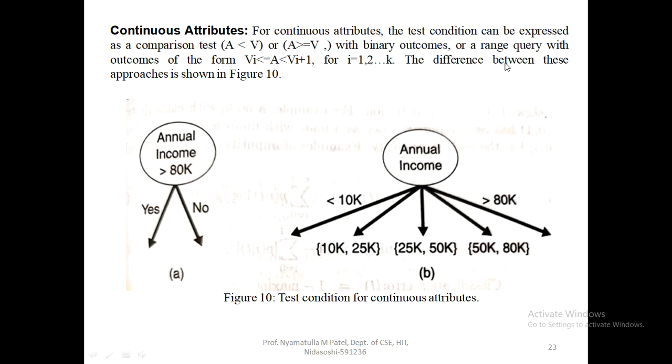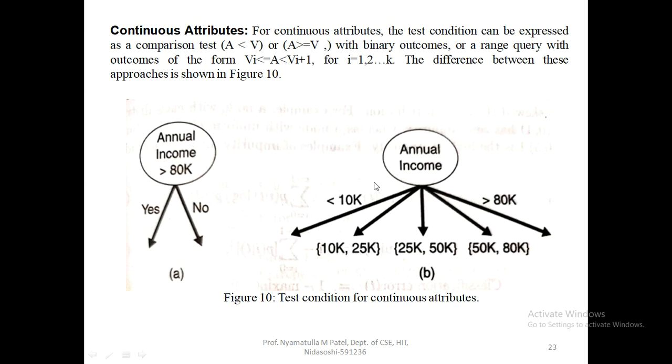The difference between these two approaches is shown in figure 10. Here, annual income greater than 80k, yes or no. If it is greater than 80k, then it is yes; if it is not greater than 80k, then it is no. So, this gives a binary outcome. This is the comparison, less than or greater than.